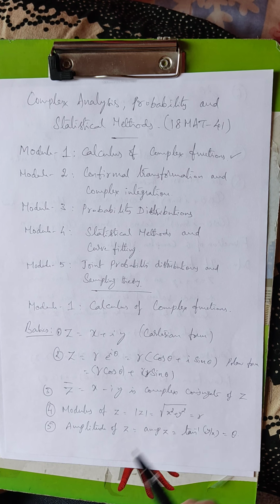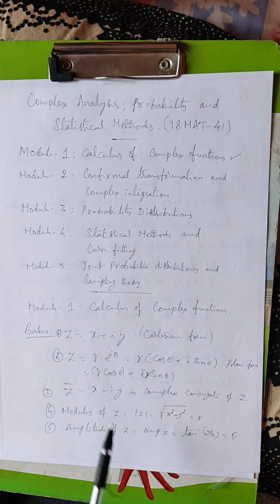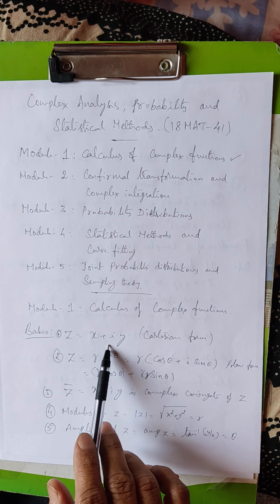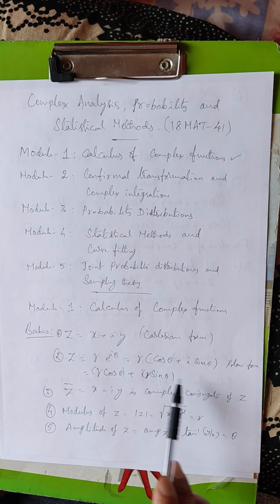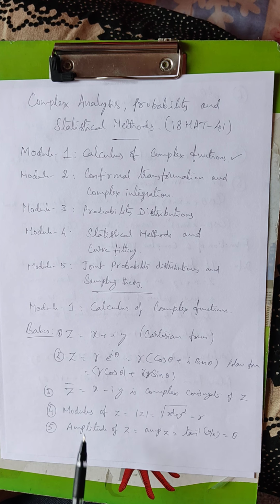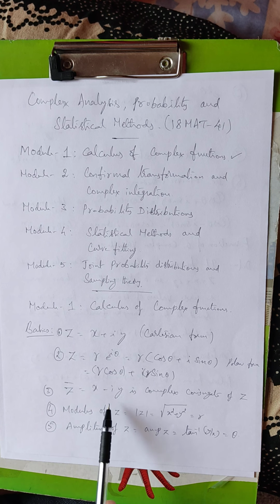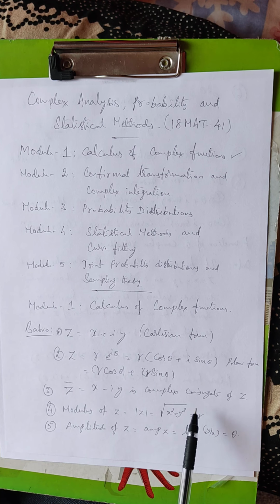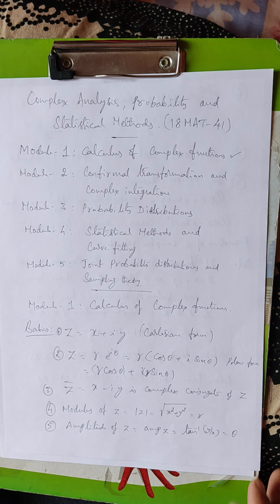So for that we have some basic formulae which I have studied already. So let me repeat those formulae. z = x + iy, it is in Cartesian form. z = r e^{iθ}, that is r cis θ, that is r cos θ + i r sin θ, which is in polar form. If z = x + iy, then z̄ = x − iy is the complex conjugate of z. Modulus of z is √(x² + y²), that is equal to r. Amplitude of z is tan⁻¹(y/x), that is θ.